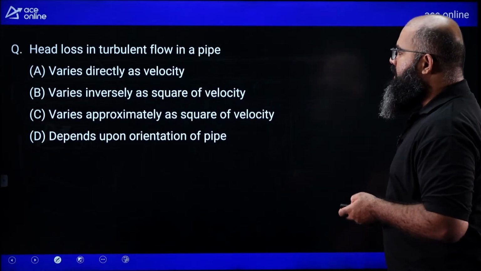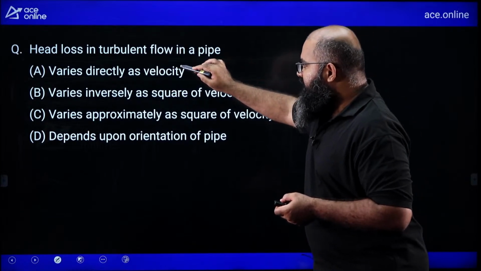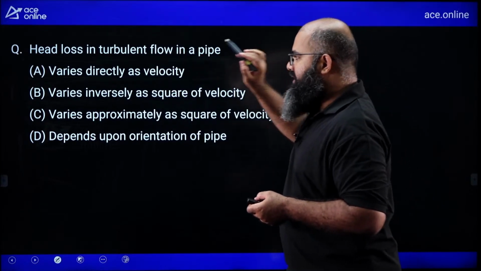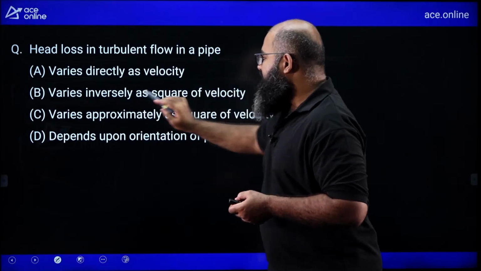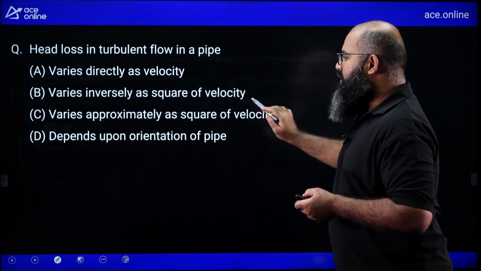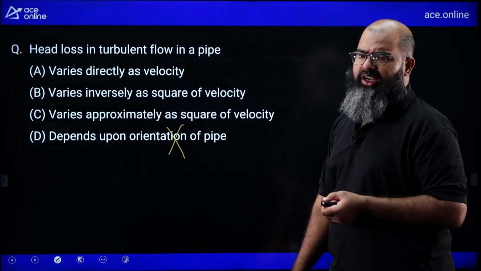Moving further, head loss in turbulent flow in a pipe. Now he's asking regarding its variation with respect to velocity. Now he's saying varies directly with velocity, varies inversely as square of velocity, varies approximately as square of velocity, depends on the orientation of pipe. This is guaranteed wrong. It never depends on orientation of pipe.